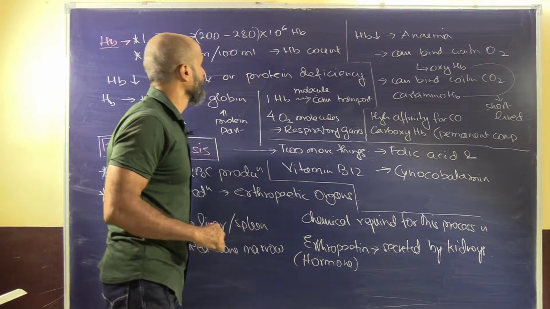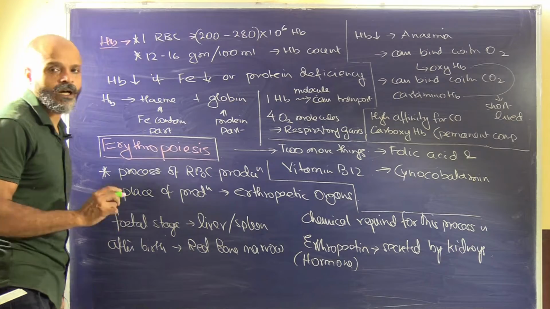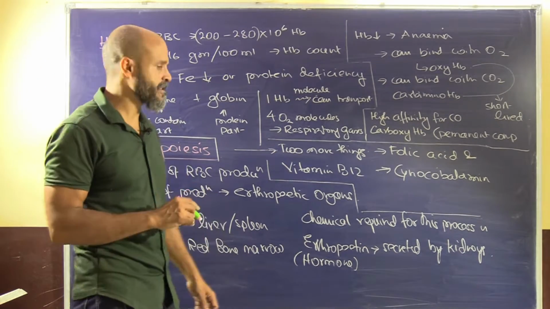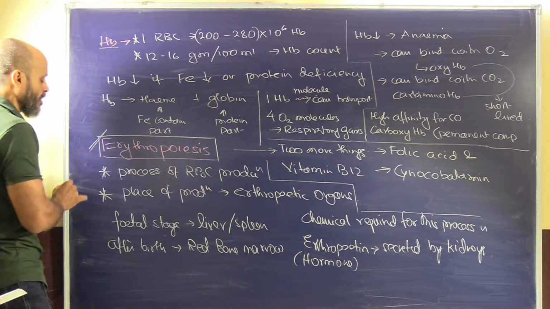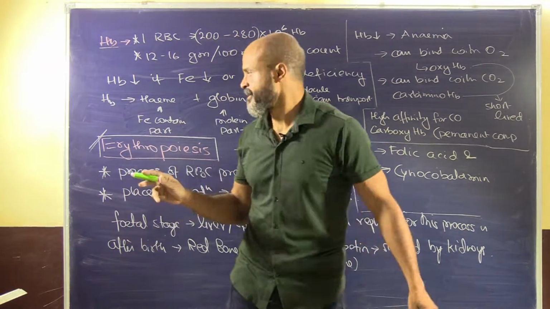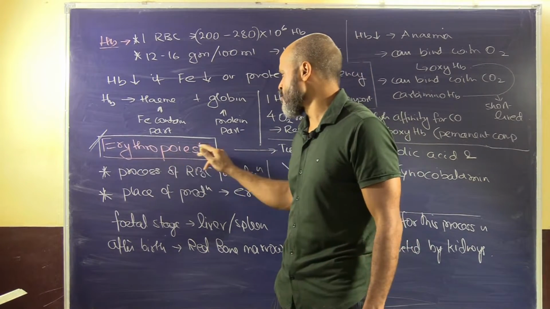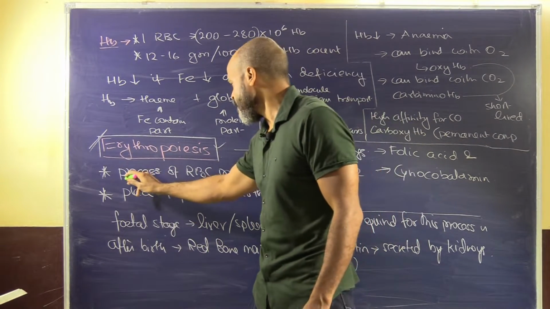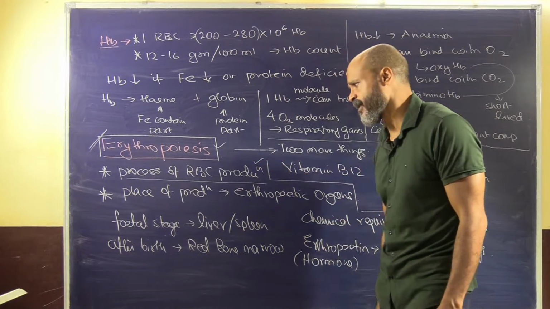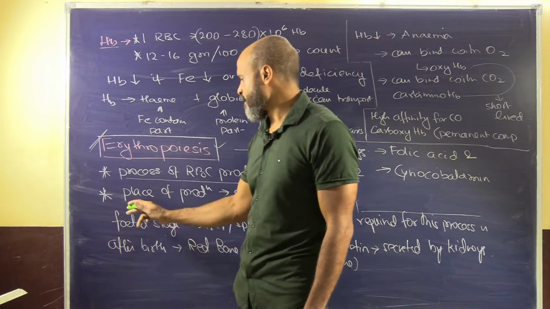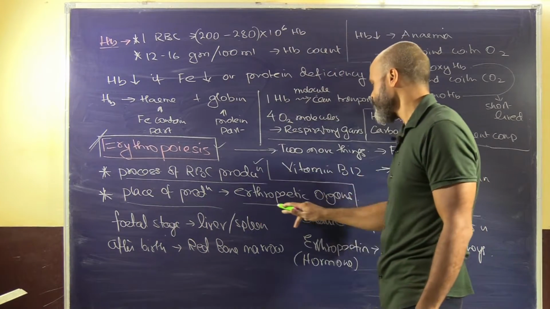Okay, so here we will talk a little more about how erythrocytes are basically produced. The production of erythrocytes or RBCs is known as erythropoiesis. This is the process of RBC production. Where is it actually produced? Where is the place of production?